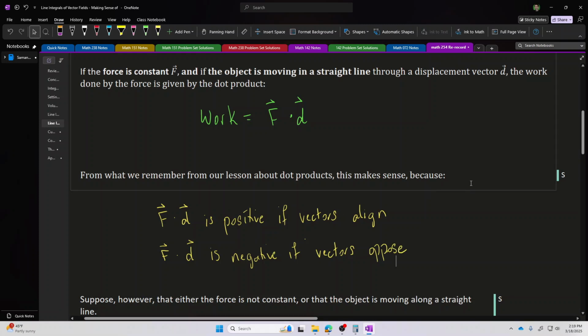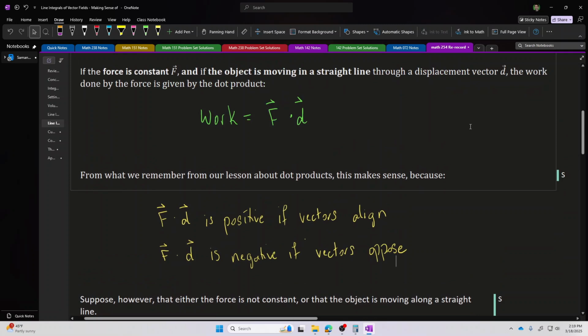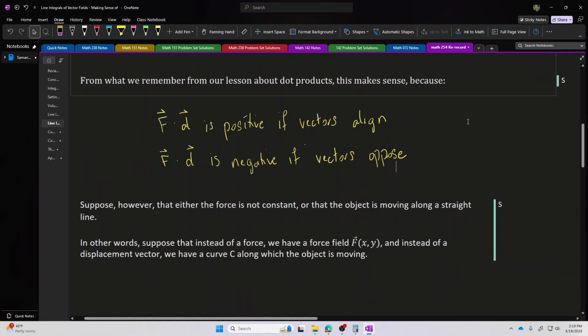However, if your force is not constant, or if your object is moving along a path that is not a straight line, then this simple formula can no longer be used. So instead, let's try to think of another way to calculate total work done if your force is not constant or if your object is moving along a curved path.